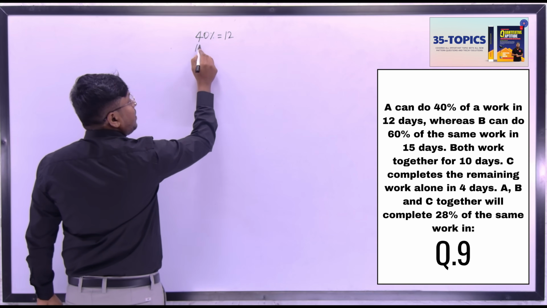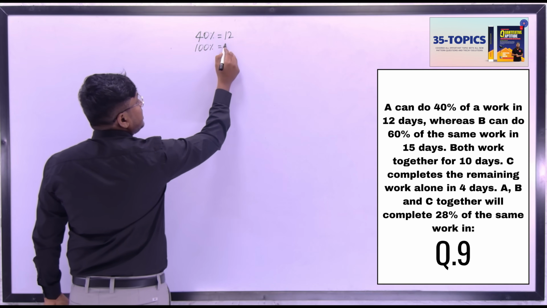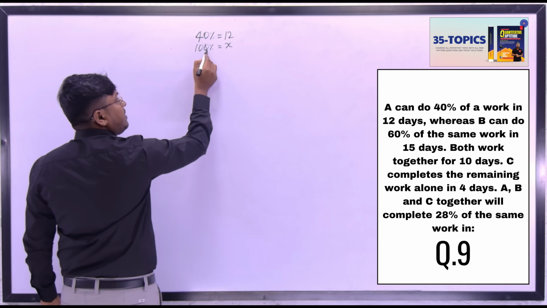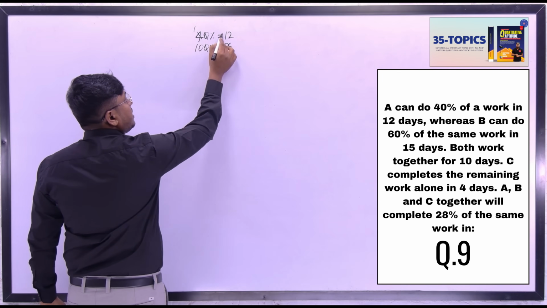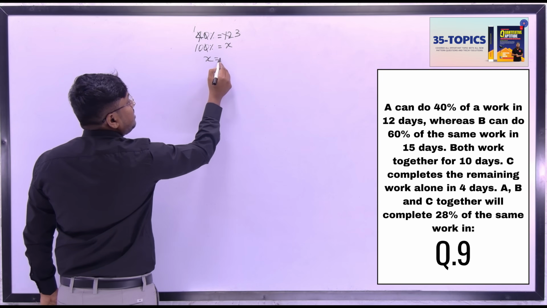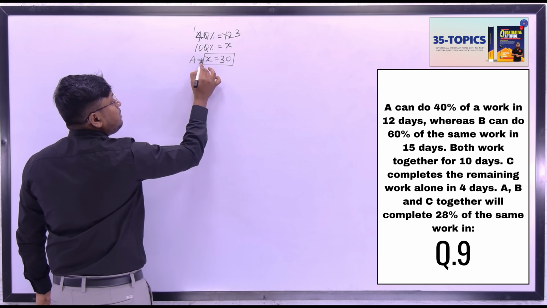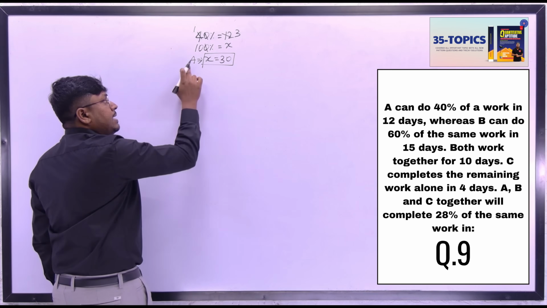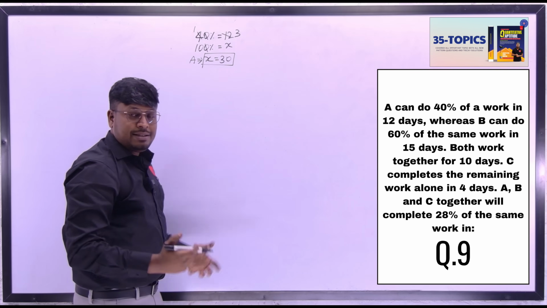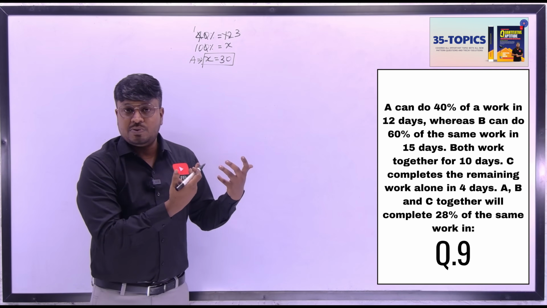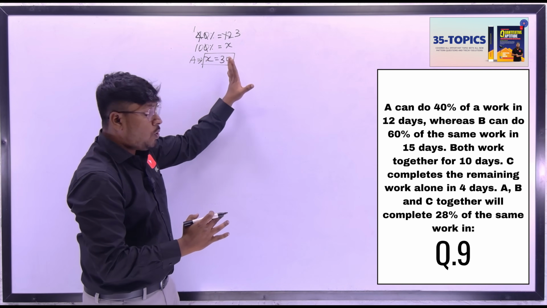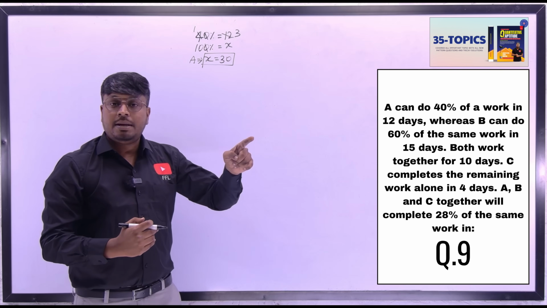40% is equal to 12, then you can write 100% is equal to X. Cross multiply it, we can cancel 0, 0, 4 ones are 4, 4 threes are 12, X is equal to 30. That means if person A is completing 40% of the work in 12 days, then A alone can complete the total work in 30 days. That is one easy way to solve the question. Practice it now, and in exams try to do it by mental calculation, right?